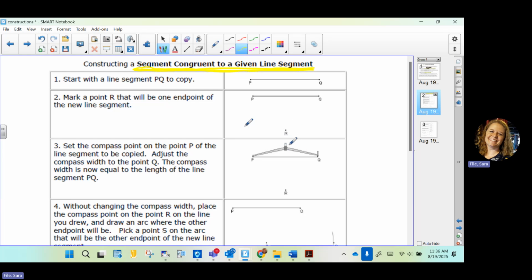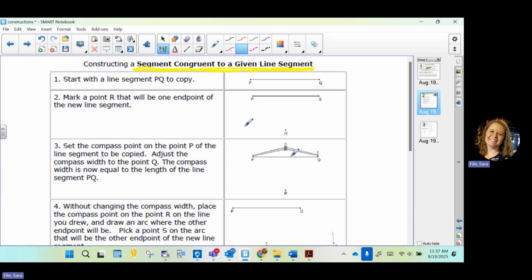This is a picture of the compass, and they open it until the point is on one end point and the pencil lead is on the other end point. And then they tighten it again so the hinge doesn't move. Okay, so you can practice opening and closing your compass. Put the point on P and the lead on Q, and then tighten it or make sure that it doesn't move from that size. Because we're using the compass to measure the segment.